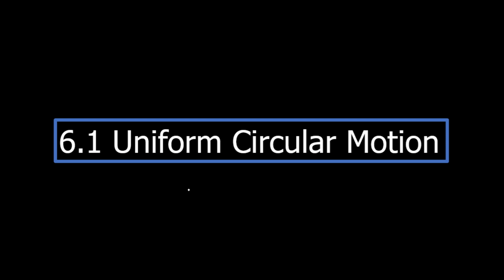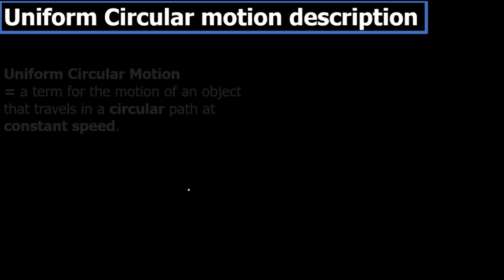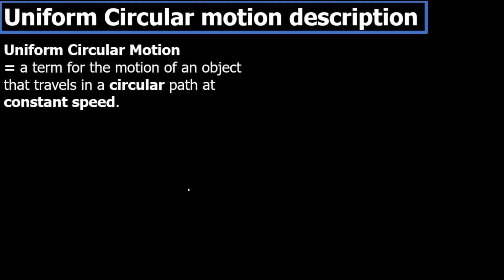Alright. So first things first, let's look at what uniform circular motion actually is. Uniform circular motion is a term that we use if an object is traveling in a circular path and this traveling of the object is happening at constant speed. So there are two terms in that particular term, which are uniform and circular. The word uniform here refers to the constant speed, and circular refers to the circular path.